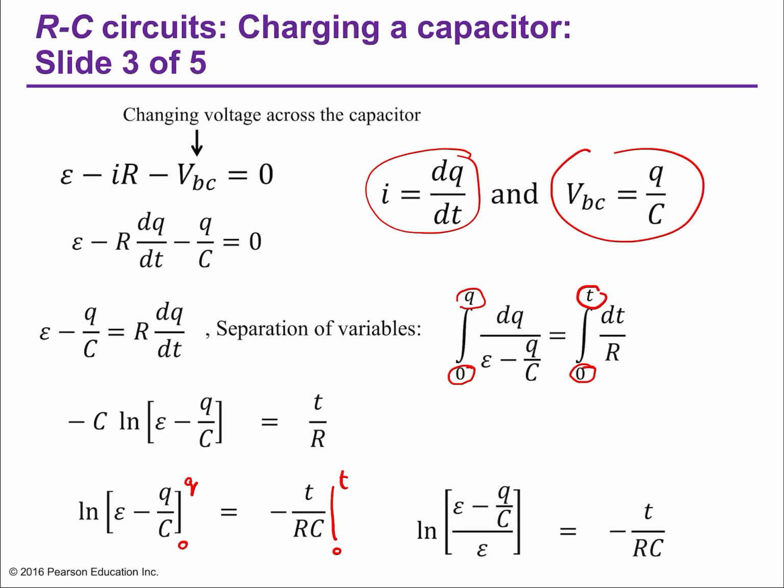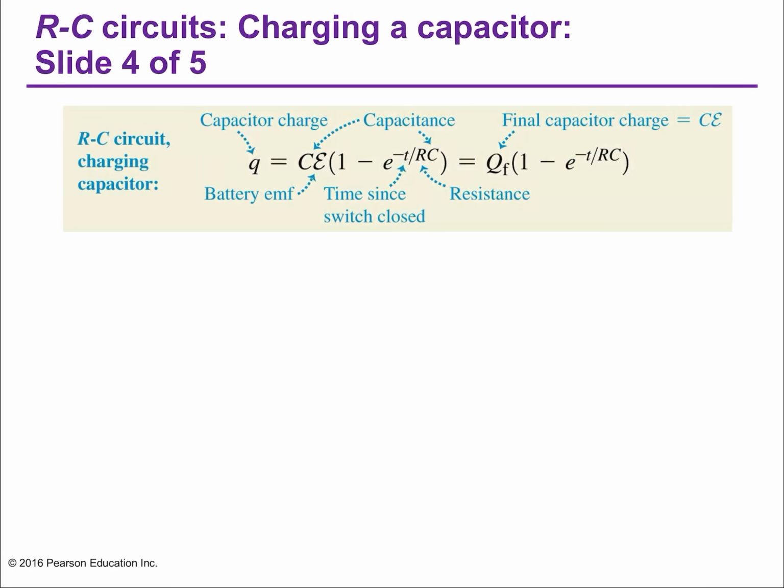In this final equation, as you can see, the left hand side is the natural log. So we take the antilog of both sides of the equation, and the right hand side becomes an exponential function, e to the power minus t divided by RC. On the left hand side, the ln disappears, and you solve for the charge q. When you solve and rearrange, this is the equation you end up with: the equation for the charge on the plates of the capacitor as a function of time.